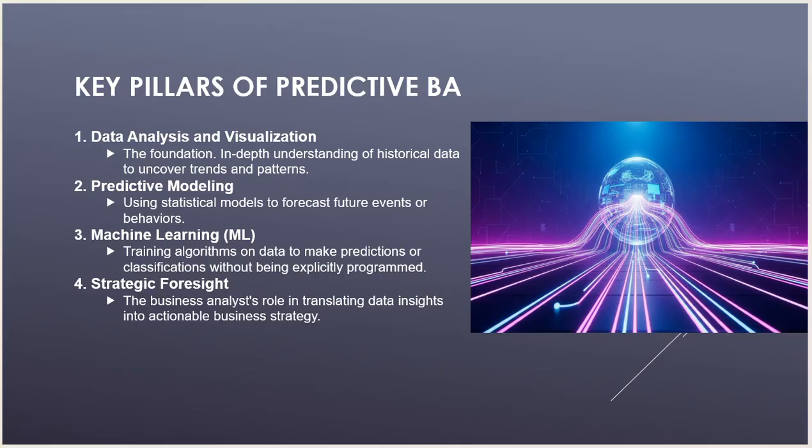Then predictive modeling, using statistical models to forecast future events and behavior. You use statistical modeling, mathematical modeling, machine learning modeling or AI modeling to predict future behavior or future events that happen in the system, and to understand how things will work from the future perspective.